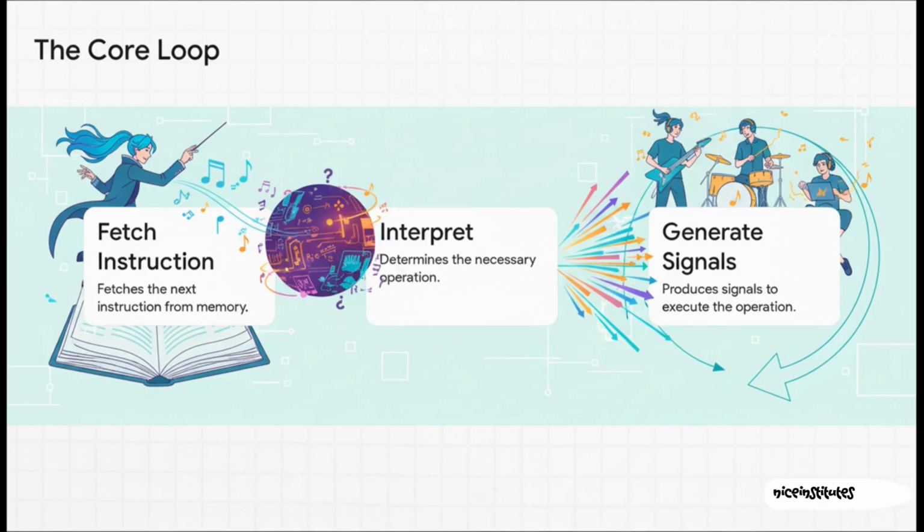Is this a math problem? Does it need to grab some data? And finally, step 3, it generates the signals. This is it, cueing the musicians, telling the right parts of the computer to get to work and execute the command. Fetch, interpret, execute. Over and over and over again, billions of times a second.